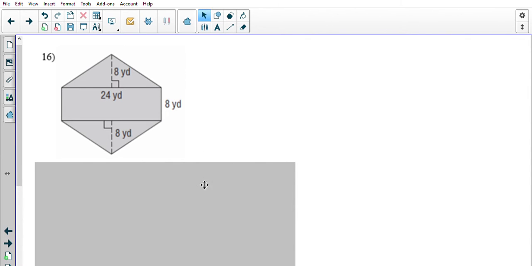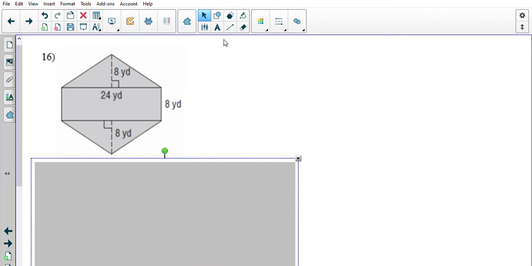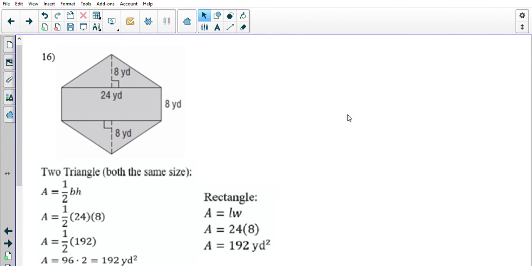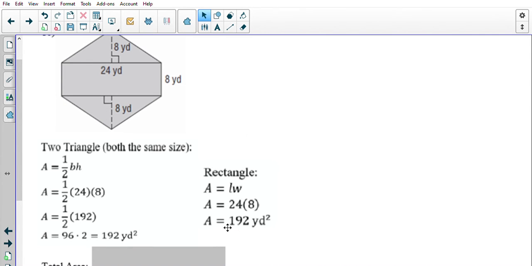So let me get rid of some of this work here. So this shape, or this box here, I should say, this shape consists of a rectangle and then two triangles that are the exact same size. So let's begin with the rectangle, which is on the right-hand side here. The dimensions are 24 and 8.